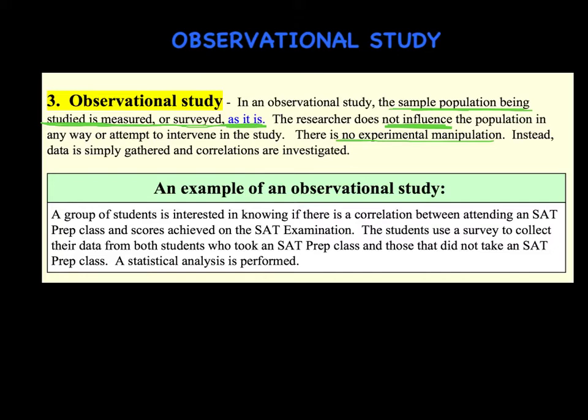And then this example down here is very important, or a good example. It says a group of students is interested in knowing if there is a correlation between attending an SAT prep class and the scores achieved on that class. Seems logical, right? Hopefully. The students use a survey to collect their data from both students who took the SAT prep class and those who did not take the SAT prep class. So there's no interference. You're just recording the data and you're going from there.